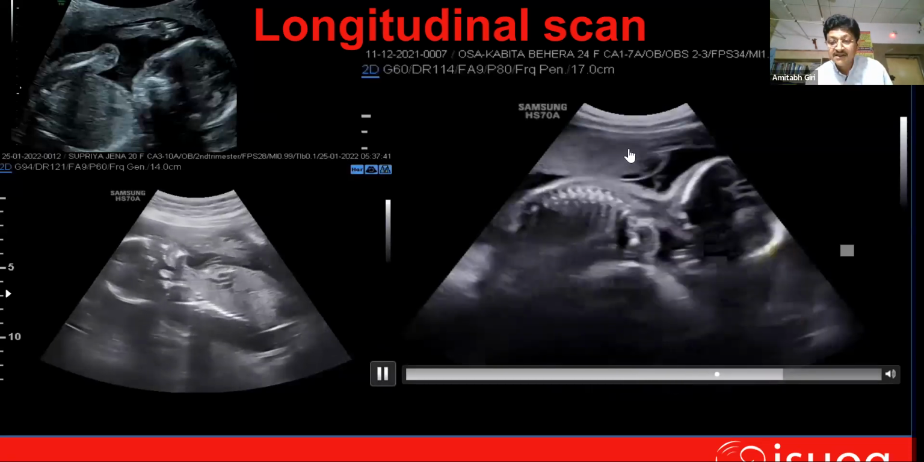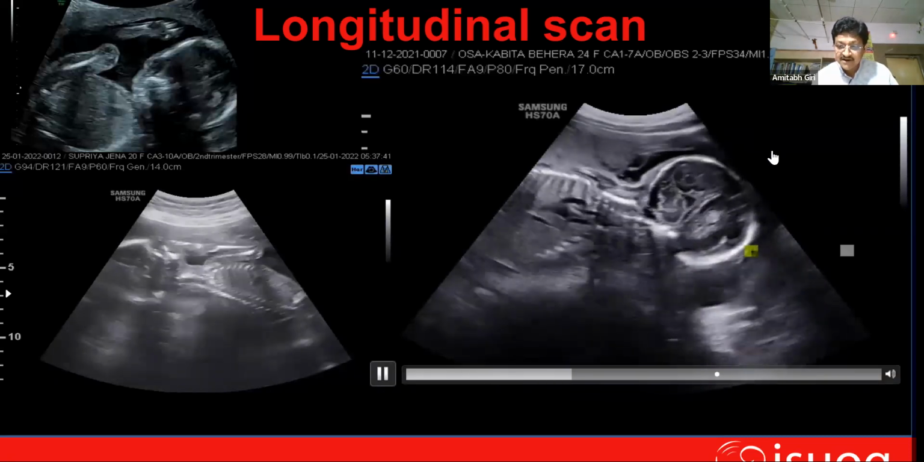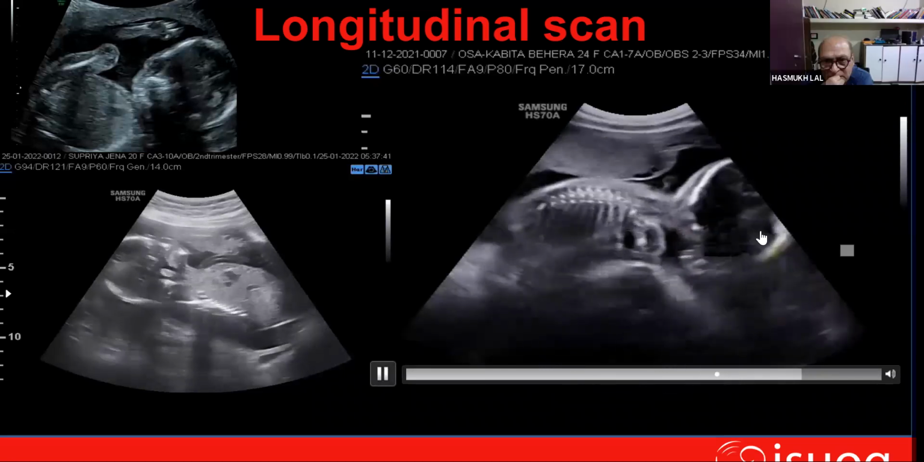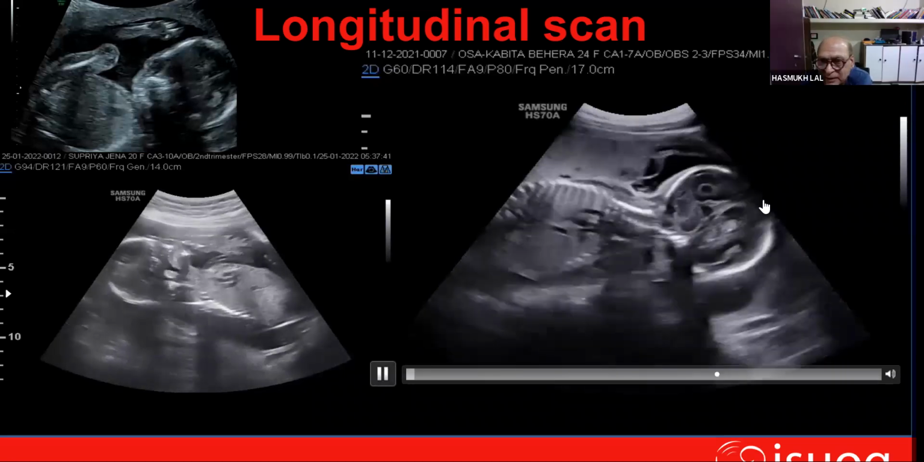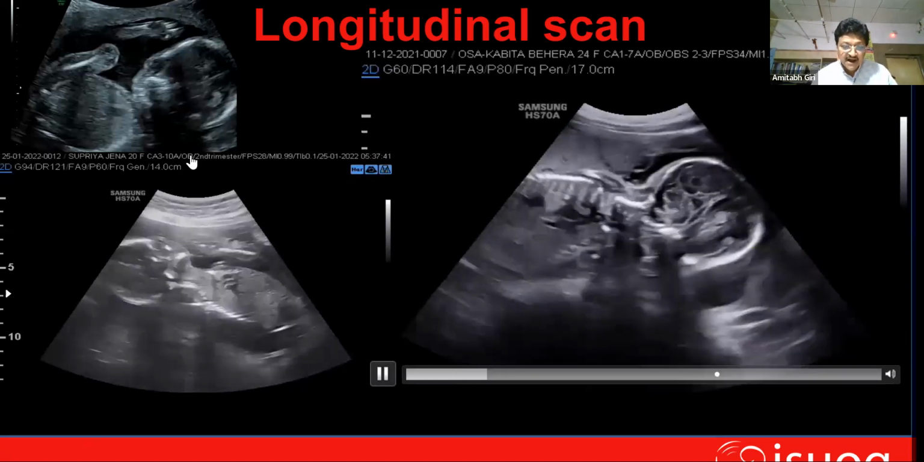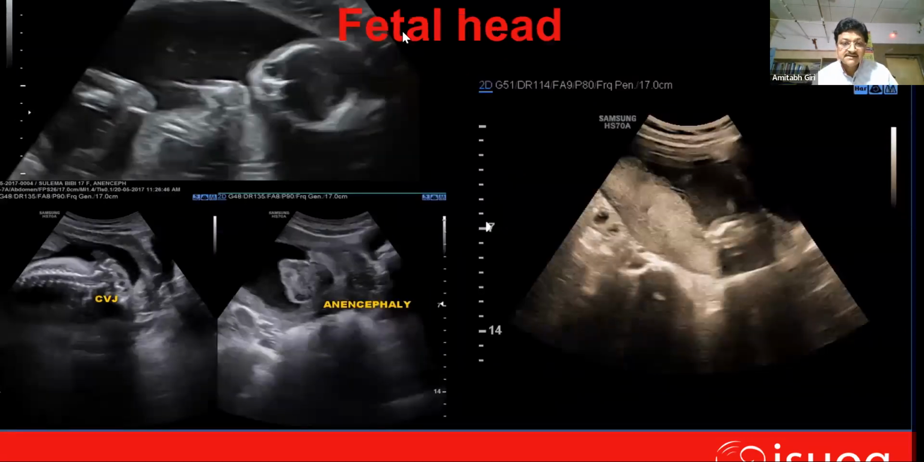And then we look at the fetal head, and we can see a full normal calvaria. My pointer is visible, ma'am? Yes. We see the normal fetal skull and brain parenchyma. Here the fetus shows the normal fetal skull. The skull is well formed with good calcification.